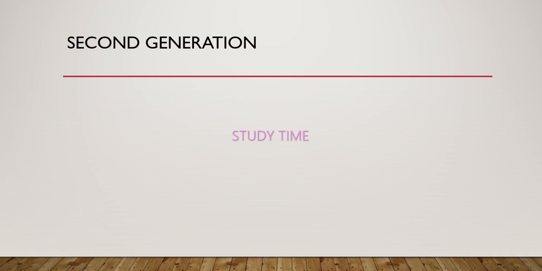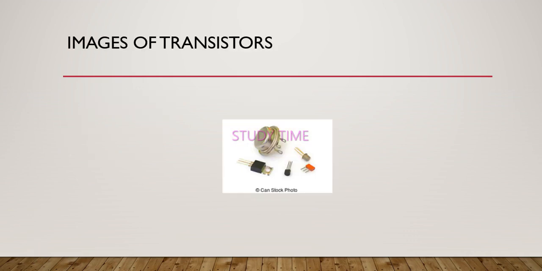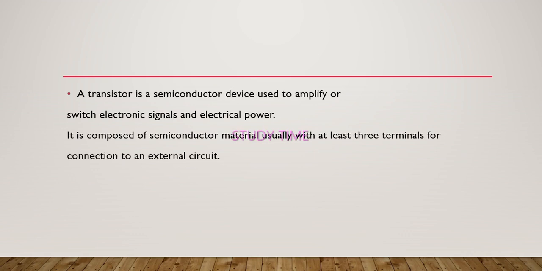Second generation. The period of second generation, 1947 to 1962. Transistor based. A transistor is a semiconductor device used to amplify or switch electronic signals and electrical power. It is composed of semiconductor material, usually with at least 3 terminals for connection to an external circuit.